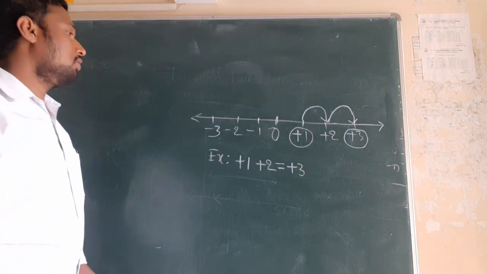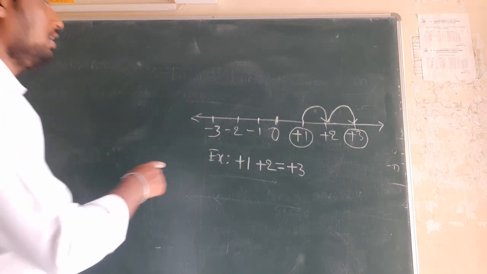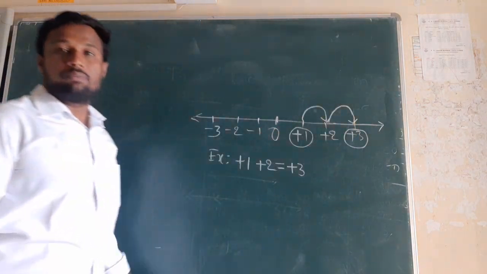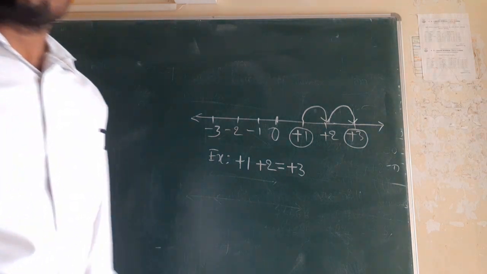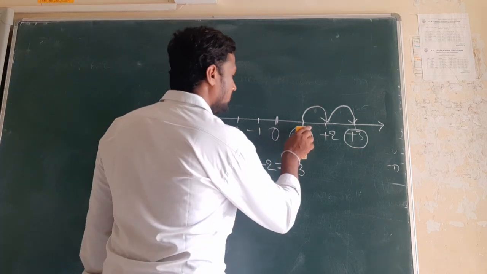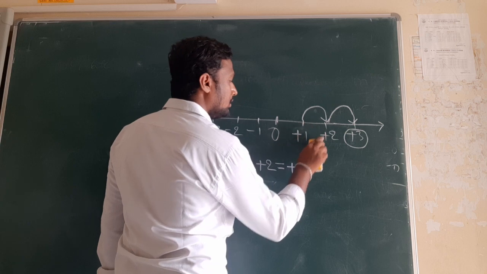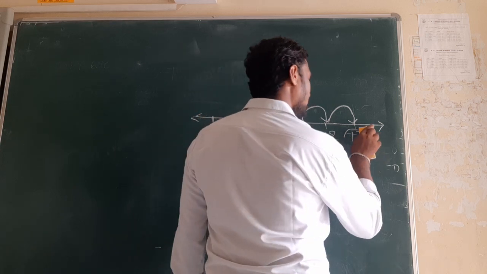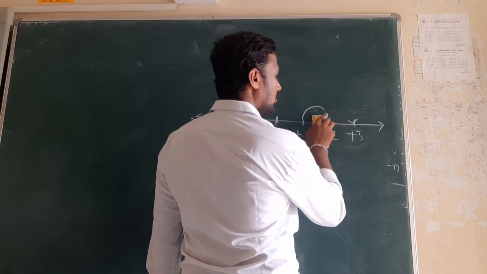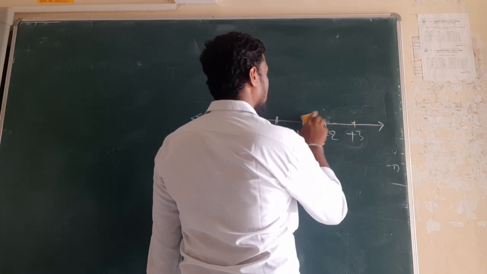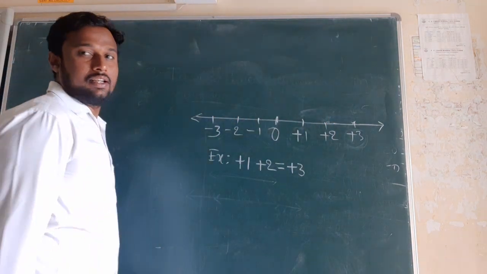Okay. So now I will consider another example. Write this example, draw this number line and represent like this only. Below that, write this example. Okay. So now I will consider another one. I will erase this first example. Okay. So let us see another example.